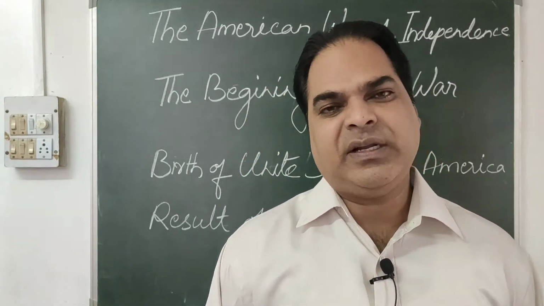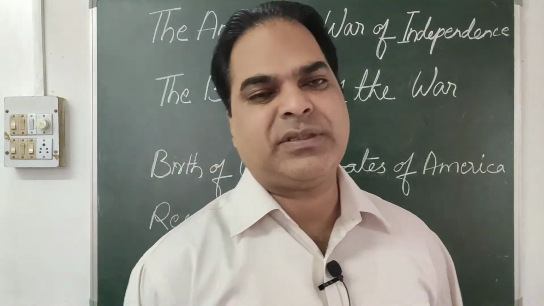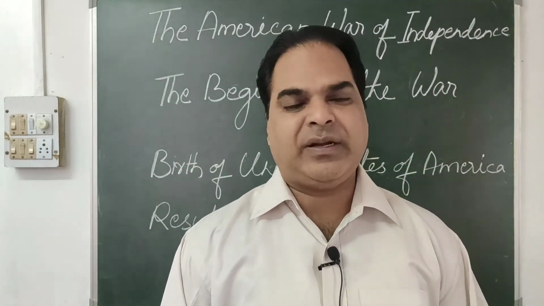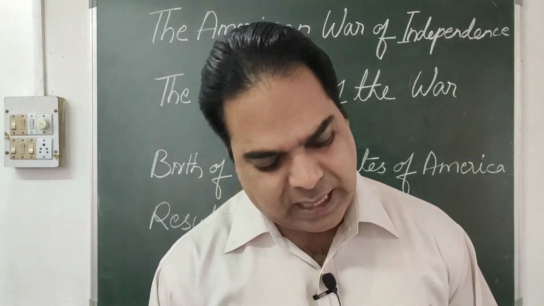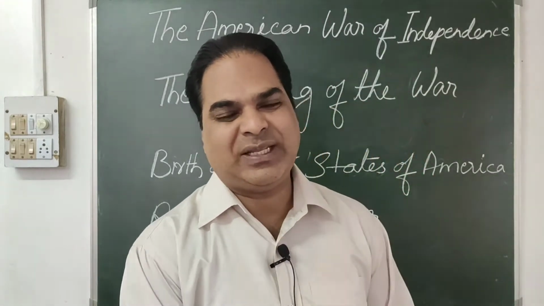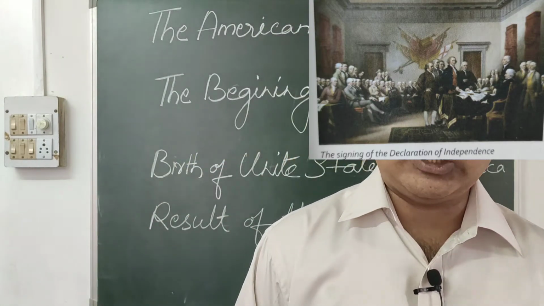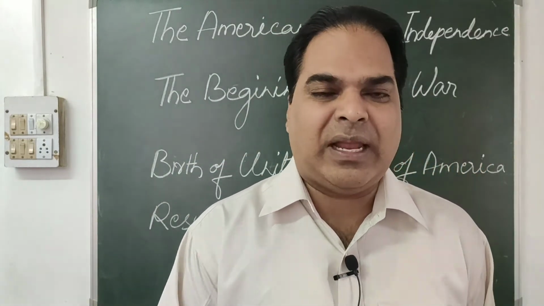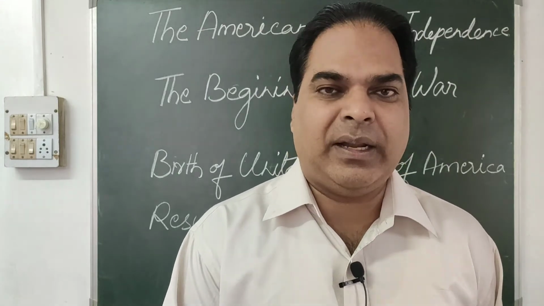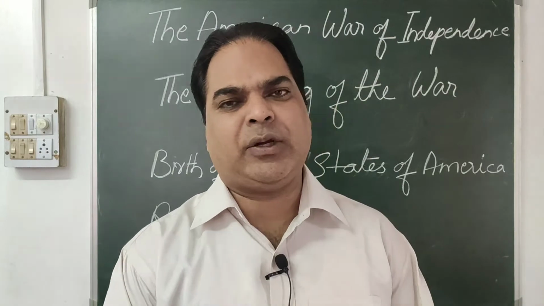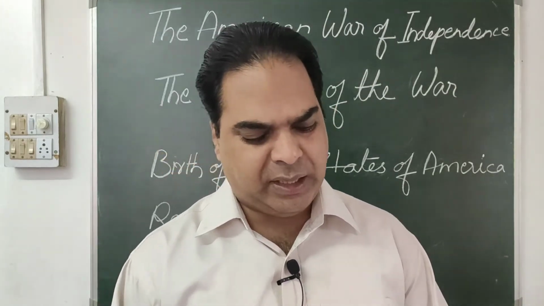So in 1776, the representatives of the 13 colonies met again in Philadelphia, and there they signed a declaration of independence. All together, unanimously, they signed the Declaration of Independence. What would be the future of the American colonies?